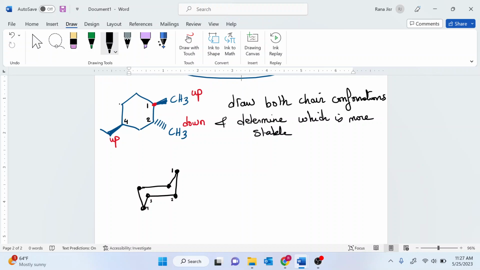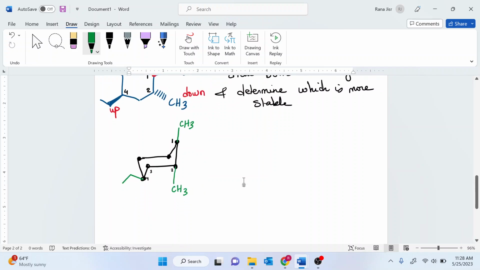So on carbon number 1, I do have my CH3 pointing up. I'm going to keep it up, and it will be on the axial position. On carbon number 2, my CH3 is down, and I'm going to keep it down, so it's going to be on the axial position. And on carbon number 4, my ethyl group is going to be up, so I'm just going to go ahead and keep it up, and it's going to be on the equatorial position, because the equatorial position is up and the axial position is going to be down.